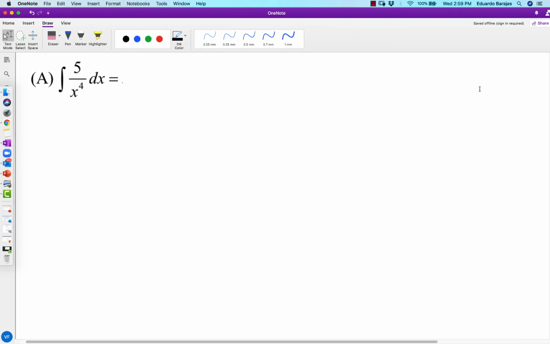Okay, let's take a look at a few more examples. So, find the integral of 5 divided by x to the power of 4. So we know from one of our properties that we can always pull that 5 out and say that this is 5 times the integral of 1 over x to the power of 4 dx. And we also know that we can rewrite that yet again as 5 times the integral of x to the minus 4 dx.